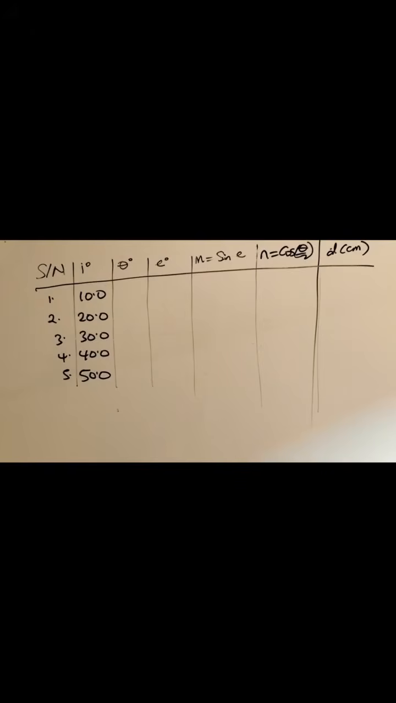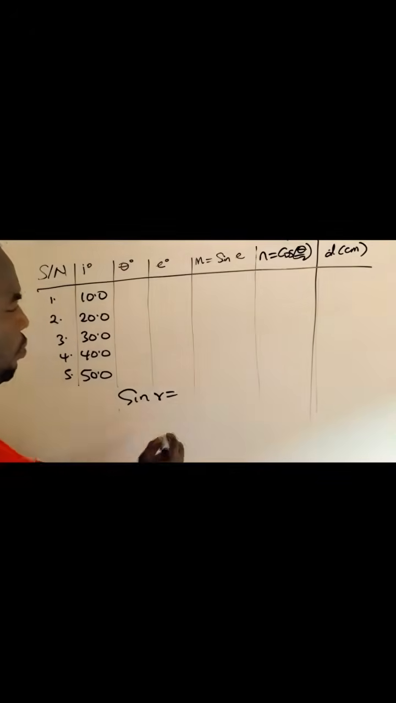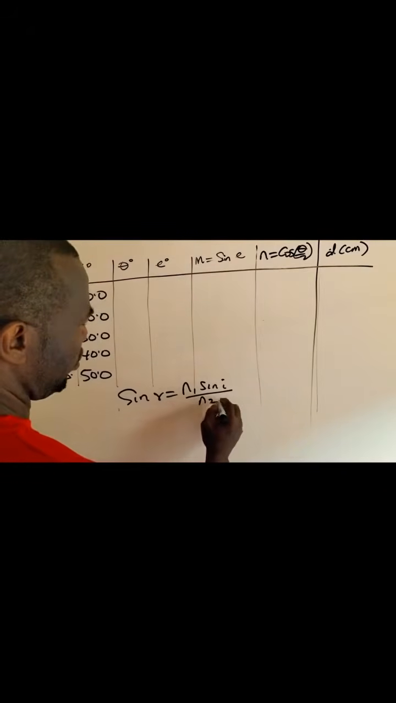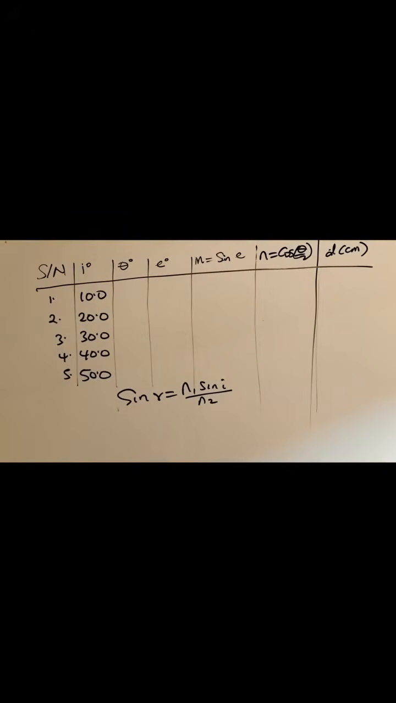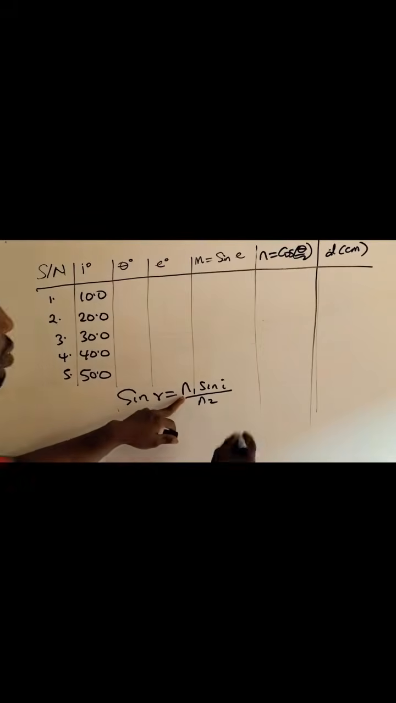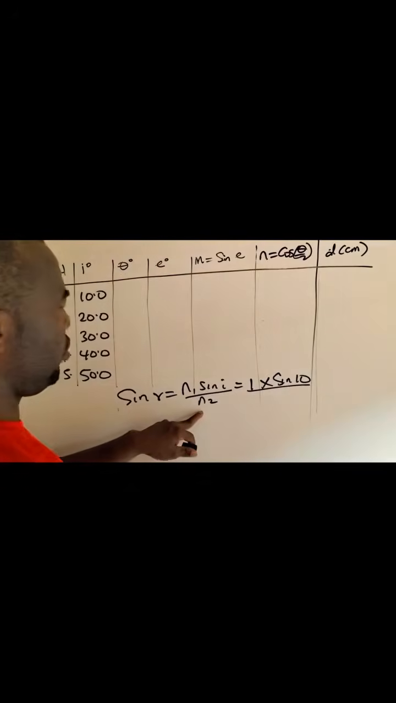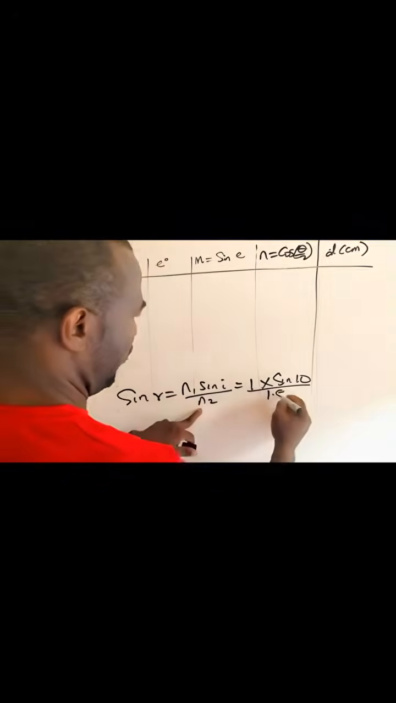To find our theta, we'll go to our rough work and calculate R, which I gave you today. I said that sine R is equal to N1 sine I all over N2. This is the formula we got a few minutes ago. So for the 10 degree angle, remember that N1 is the index of air, which is 1. We'll take 1 times sine 10 all over N2, the index of the glass block, 1.5.